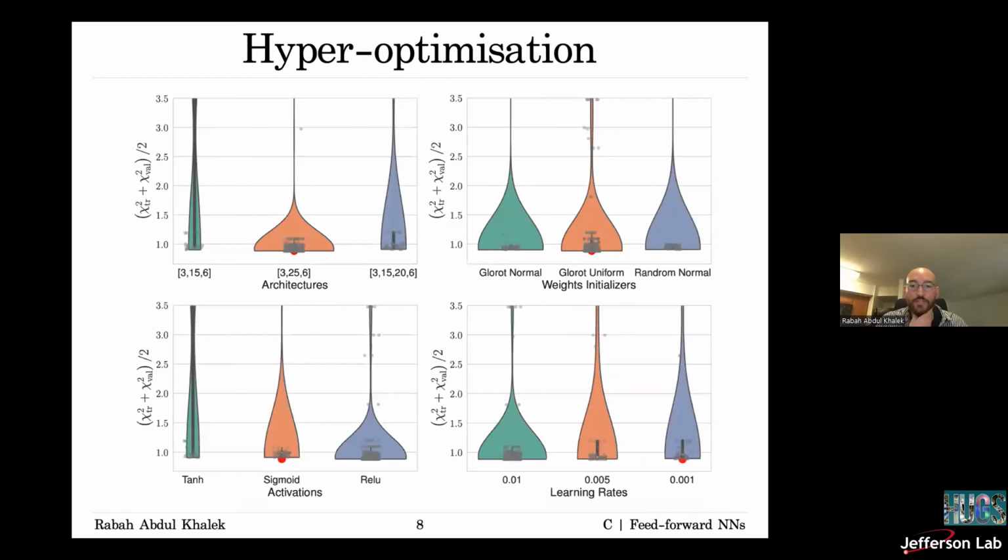All right, without diving in too much into details, hyper-optimization is where you try to find the best architecture of your neural network, the best activation function with respect to your problem at hand. And the only way to do it usually is that you don't have an educated guess. You just try. You try an architecture, for example, here, 3 inputs, 15 hidden layer neurons, and 6 outputs. You try 25, you try 15 and 20, you try 2 layers. And you try it many times.